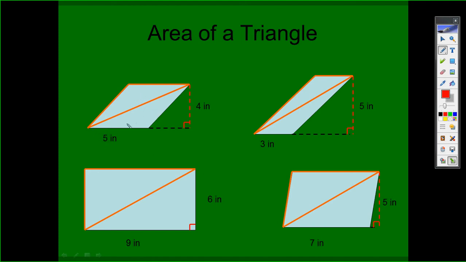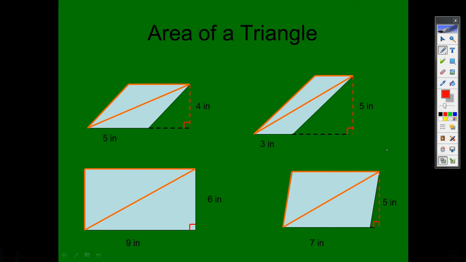If I look at this first one, my base is 5, my altitude is 4, 5 times 4 would be 20. Half of that would be the area of this triangle, which makes this 10 inches squared. Here I have 3, altitude of 5, 15. I have 2 triangles in there, so each triangle would be half of it, 7.5 inches squared. I have 9 times 6, which is 54. Half of that would be 27 inches squared. And my triangle 7 with an altitude of 5, 35 would be 17.5 inches squared.